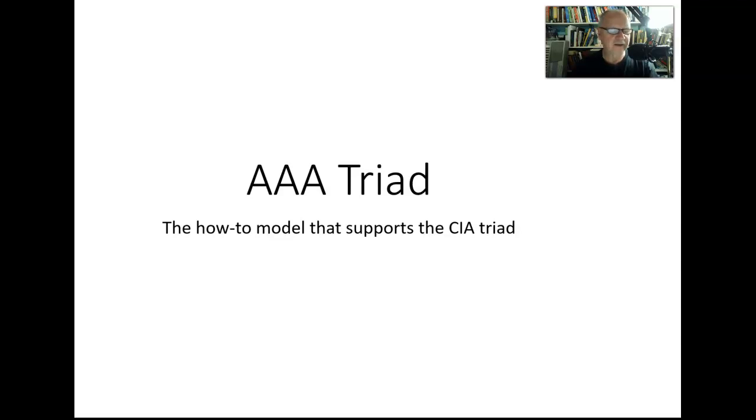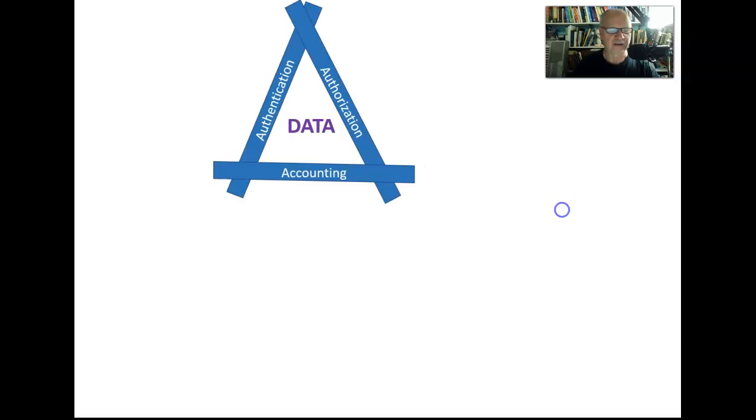Now, any classification system I use includes all of the dice. It's just a matter of a different perspective, and that's the case here. The AAA Triad is a different perspective from the CIA Triad, but they both describe all of security in a manner of speaking. But the AAA Triad is more of a how-to model that sort of supports the CIA Triad. You'll see what I mean as we go along.